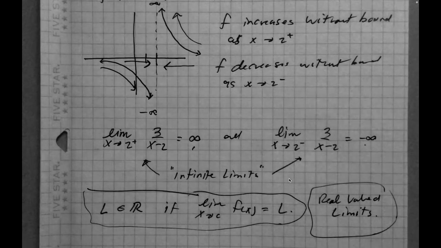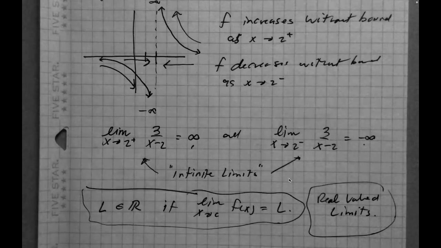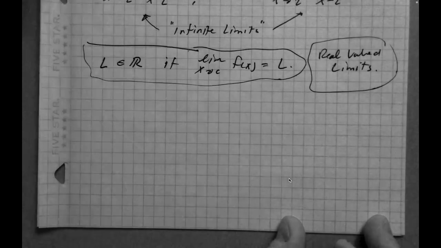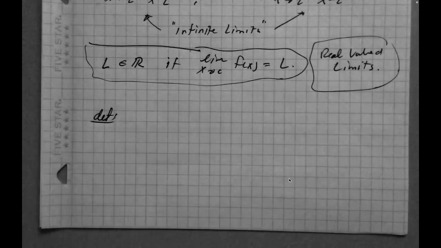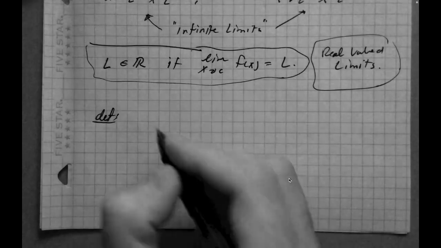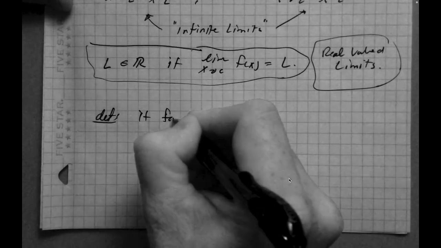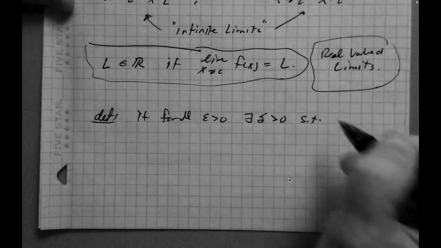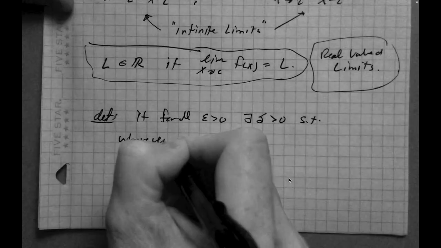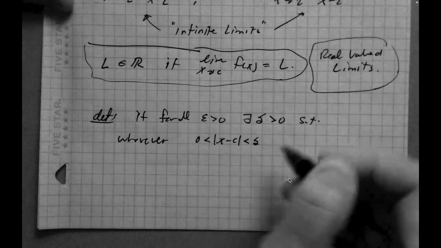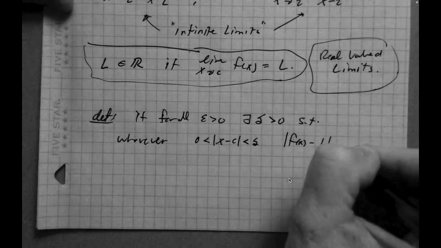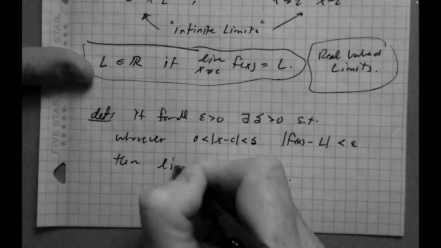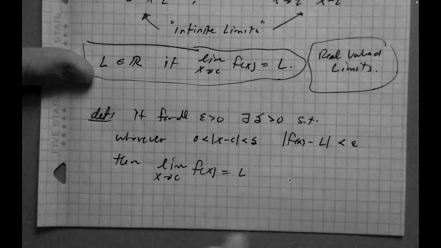Okay, so for the sake of underscoring the difference between a real valued limit and an infinite limit, let's remember the definition of a real valued limit. Roughly what we would have said previously is that if for all epsilon greater than 0, there exists a delta greater than 0, such that whenever 0 is less than the absolute value of x minus c, which is less than delta, the absolute value of f of x minus L is less than epsilon, then the limit as x approaches c of f of x is equal to L. So that was roughly the definition.